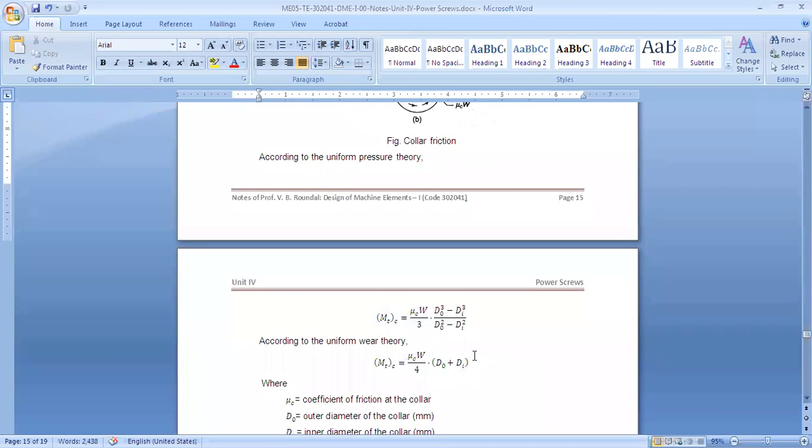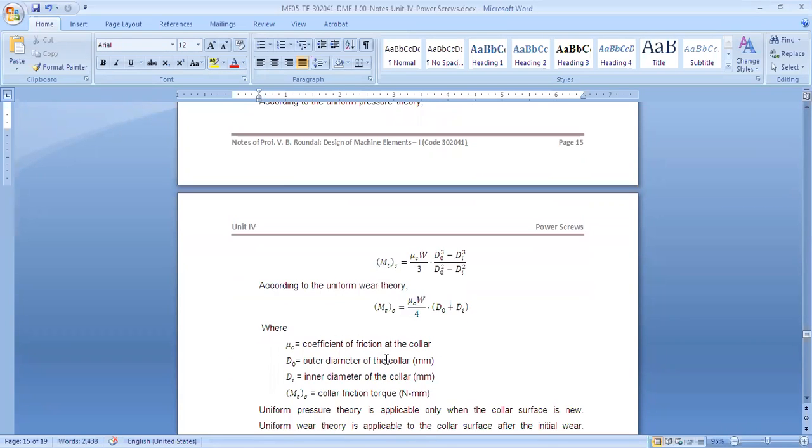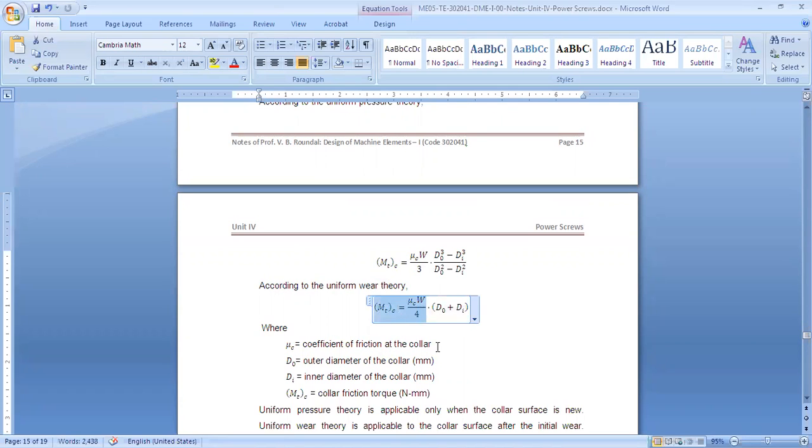Uniform pressure theory. The torque for the collar friction is mu c into W by 3 into (dO cubed minus di cubed) upon (dO square minus di square). This is the uniform pressure theory. And wear theory tells us the torque required for collar friction. This is mu c into W upon 4 into (dO plus di) by 4. This is the concept, using wear theory.